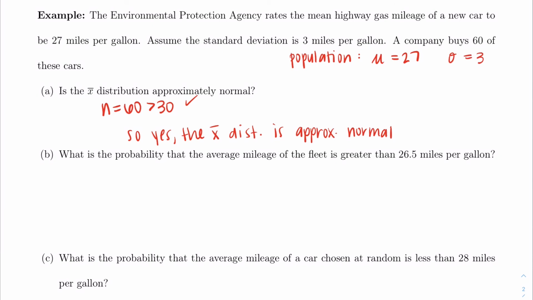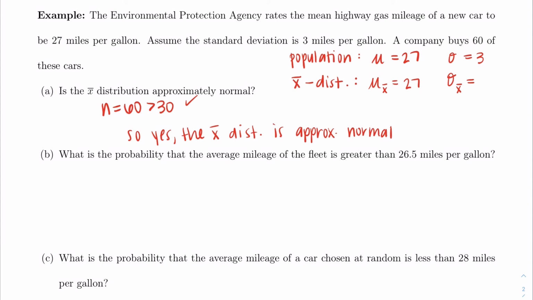At some point, we're going to need the information for the X-bar distribution when n is equal to 60. Here, you're going to have mu sub X bar, which is equal to 27 because it's just equal to mu. Remember, this is because mu is the expected value. Whenever you're taking a sampling distribution, you would expect the mean of that sampling distribution to be your population mean.